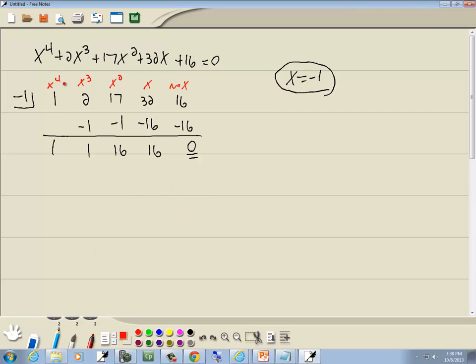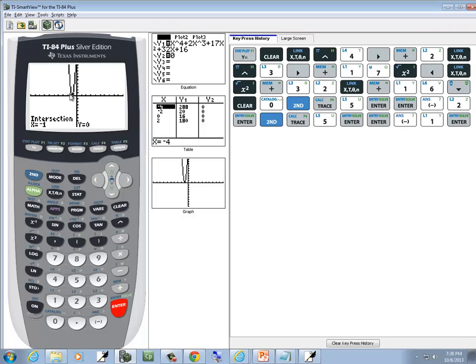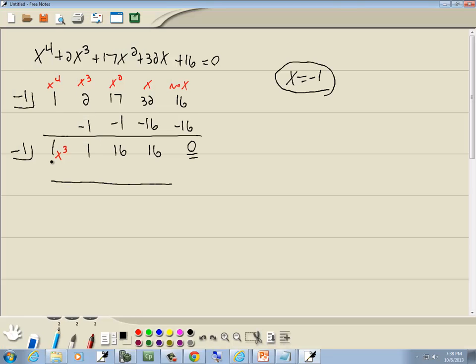Now, that took it from x to the 4th. We're now down to x to the 3rd. Since that's the only answer we got from the calculator, we're going to try -1 again. It probably repeats. As a matter of fact, I know it repeats because it comes down and touches a point and goes back up. That's what happens when it touches at a point. It repeats. So we'll try -1 again.